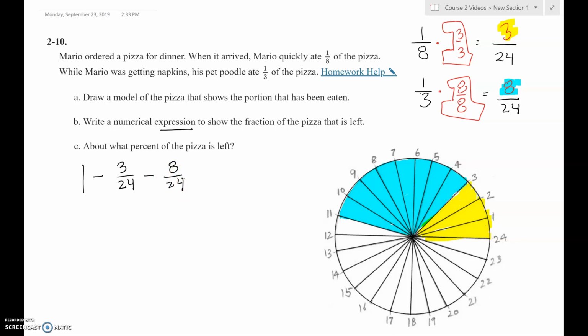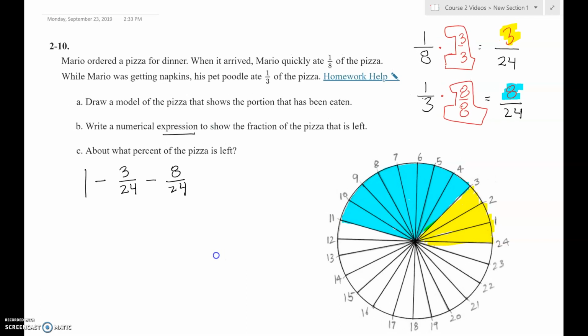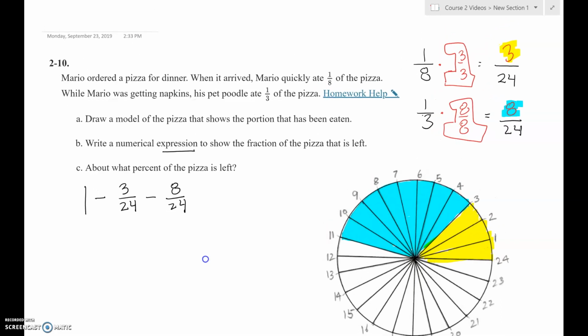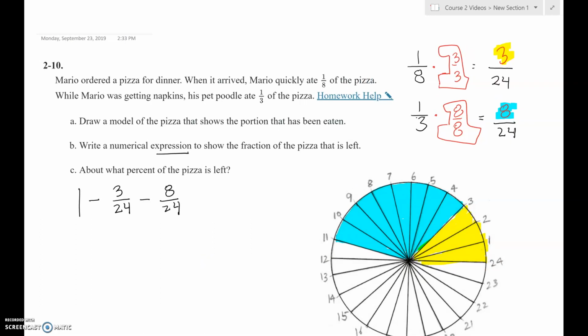Now we can simplify that expression. Or we can write 1 whole is the same thing as 24/24 minus 11/24. That is also an expression for the pizza that's left, right? The answer to that will be how much is left. And if we simplify that even further, we would get 13/24.